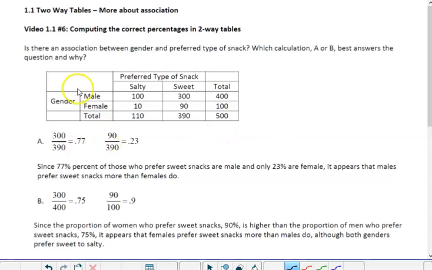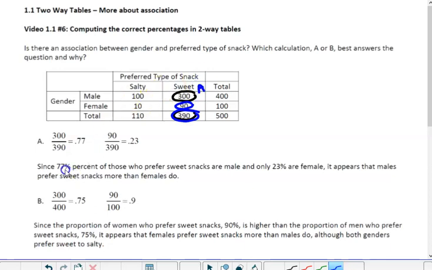Here we see 500 people, 400 males and 100 females, each asked which type of snack they prefer. And so we see how many males and females preferred each type of snack. The first calculations that were done are 300 divided by 390 and then 90 divided by 390. These are the categories that were done in A. And so how would we interpret that?